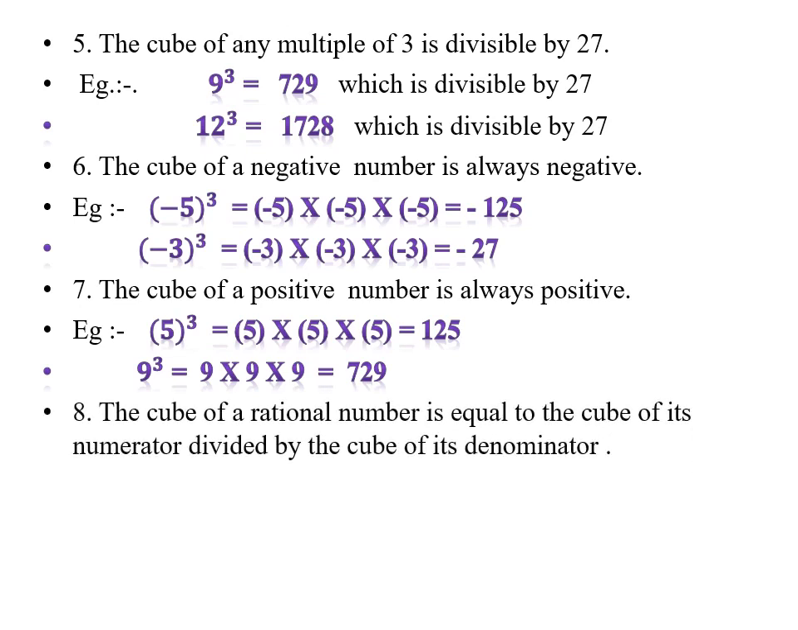The cube of a rational number is equal to the cube of its numerator divided by the cube of its denominator. So if you take the rational number, see here I have taken the rational number 3 by 5 and take its cube. Its cube is nothing but 3 cube upon 5 cube, and 3 cube means 27 and 5 cube means 125. So the cube of a rational number is equal to the cube of its numerator divided by the cube of its denominator.